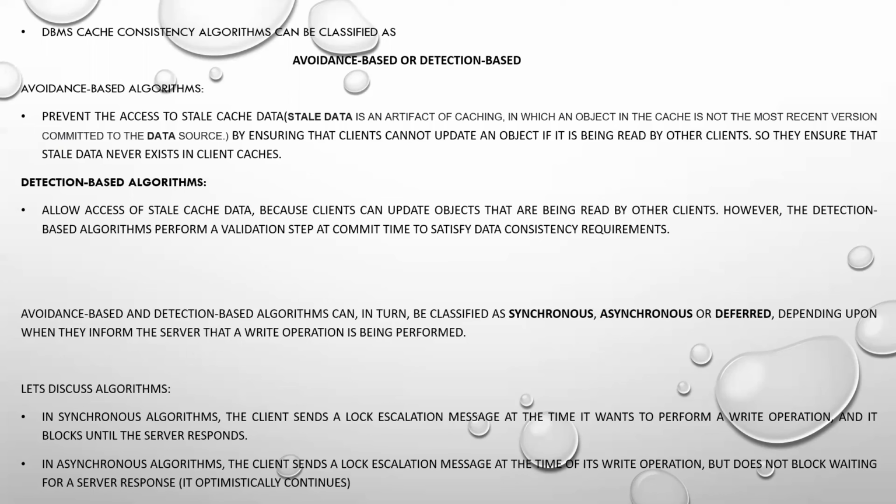Detection based algorithms allow stale cache data, but at the evaluation or commit time they perform a validation step. It detects. Now let us jump to the avoidance based and detection based algorithms. They are broadly classified into three types: synchronous, asynchronous, and deferred, depending upon when they inform the server about the write operation being performed.